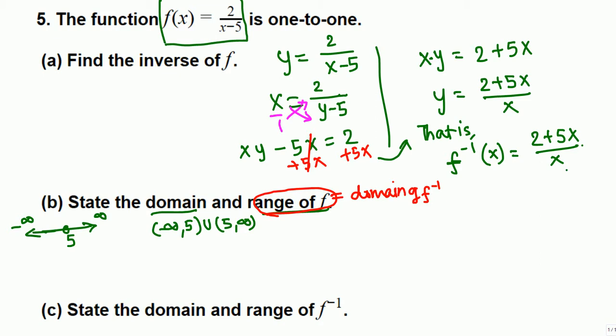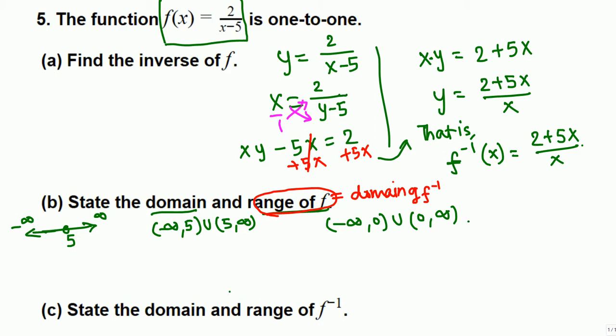What is the domain of f inverse? This is a rational function and we shouldn't have 0 on the bottom. x equals 0 makes the bottom 0. So the domain of this inverse function is all real numbers except 0. In interval notation, negative infinity through 0 union 0 through infinity. So 0 is not there, and the domain of f inverse is the range of f.